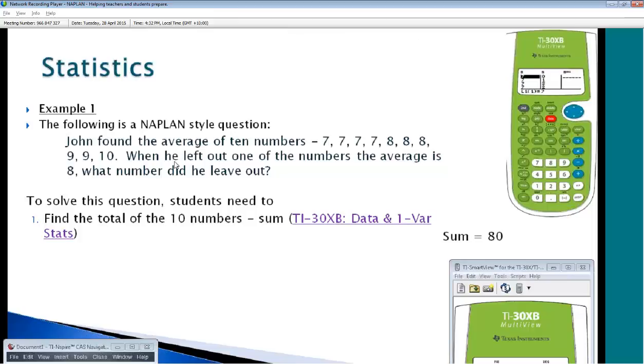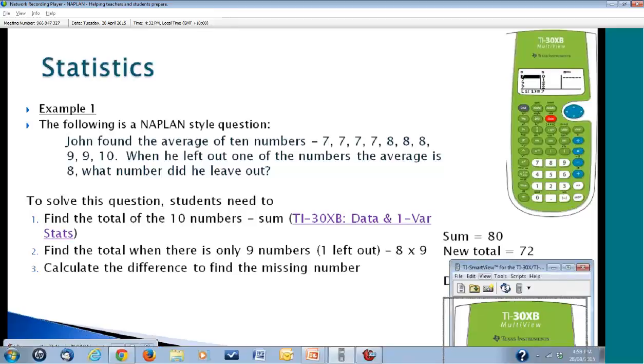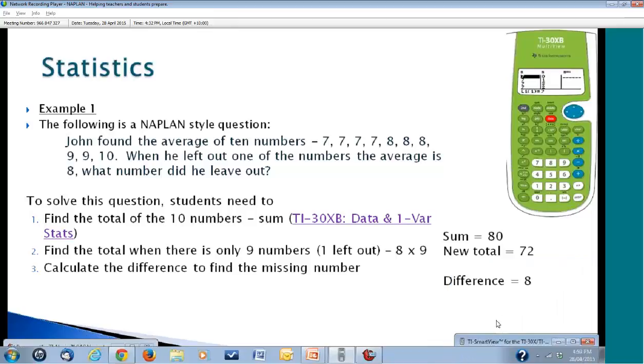The next thing I do know is when John left out a number, so therefore he had 9 numbers, he had an average of 8. So we know if we're working in reverse, then we can multiply our 8, which is our average, times 9, and that gives us that the total was 72. So what we're able to do to find out what number did John leave out, we calculate the difference between them, and so our missing number is going to be 8 in that case.